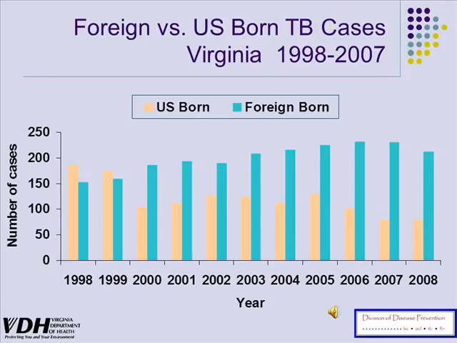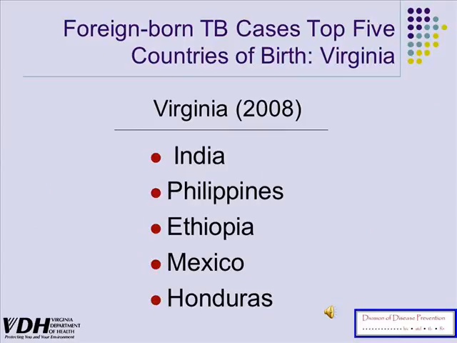And as you can see, the number of foreign-born cases has been on a rise, and the number of U.S.-born cases has come down over time, although we did drop just slightly in our foreign-born cases this year. Our top 5 countries look slightly different. Many of them are the same, India, Philippines, and Mexico, but we're a little unique in our top 5 countries in that we're looking at Ethiopia and Honduras.